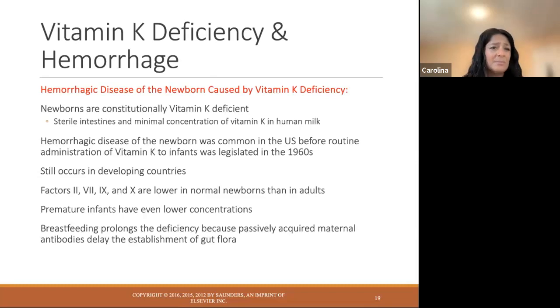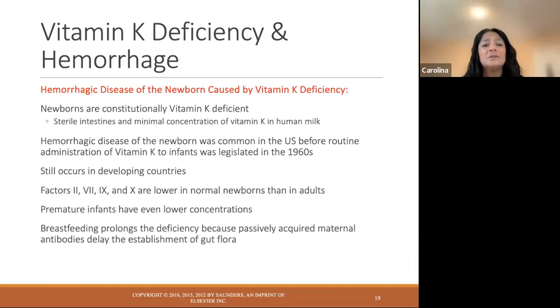So hemorrhagic disease of the newborn is caused by vitamin K deficiency. It's a condition that we need to be aware of. Newborn babies are constitutionally vitamin K deficient, right? Because they have sterile intestines. When they're born, there's not a lot of gut flora making vitamin K, so they're already vitamin K deficient, okay?